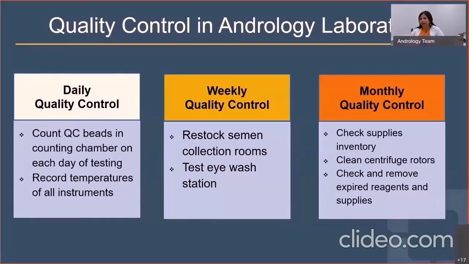To give an example of weekly quality control, testing the IVR stations, making sure your employees are safe in the lab. Monthly quality control involves doing checks of the inventory, or checking and removing any expired reagents or supplies. Next slide, please.